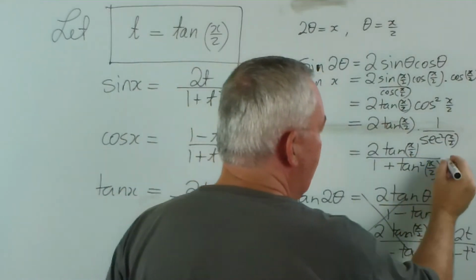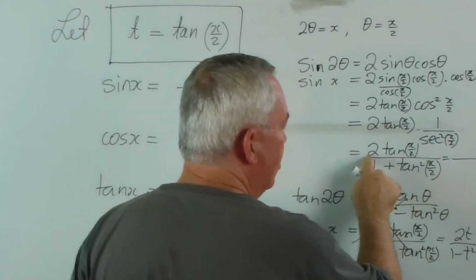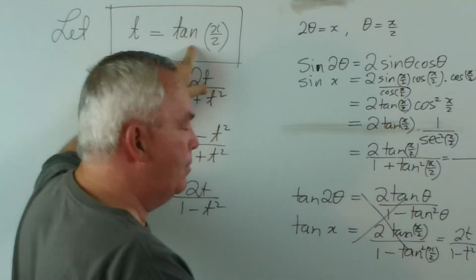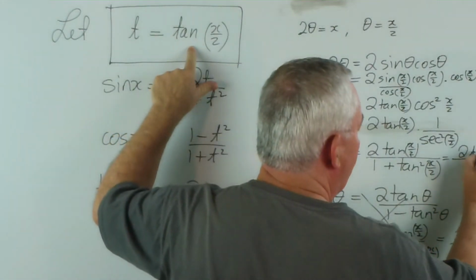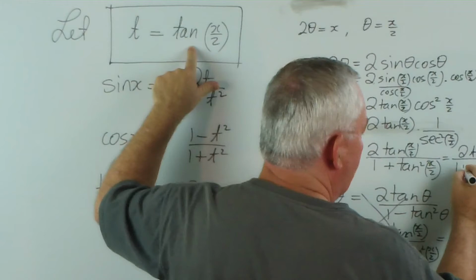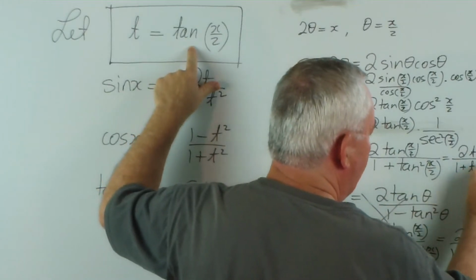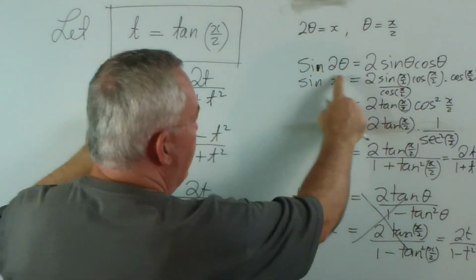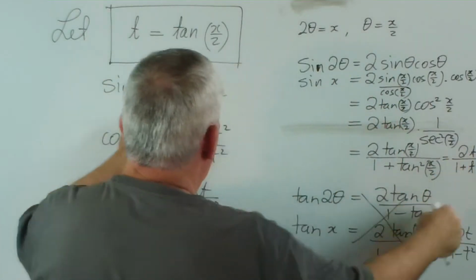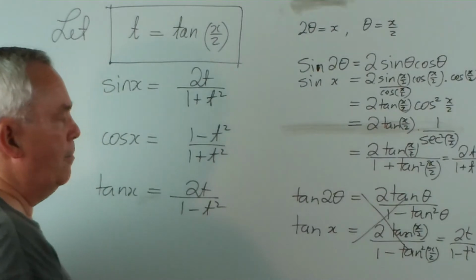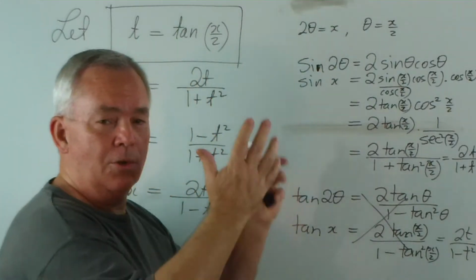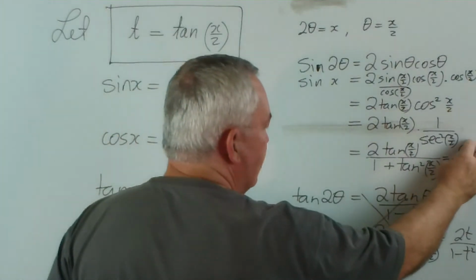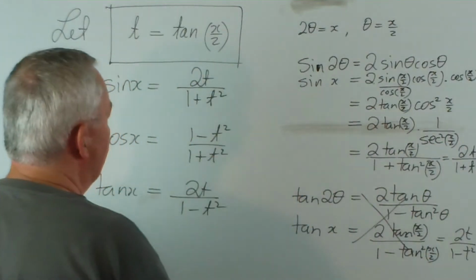And now you can see that this will be 2 times t, because we've now got everything in terms of tan x on 2: 2t over 1 plus t squared. Sine x has been transformed into 2t over 1 plus t squared. And it would do well, if this is your adopted method, to practice deriving these expressions from these functions.